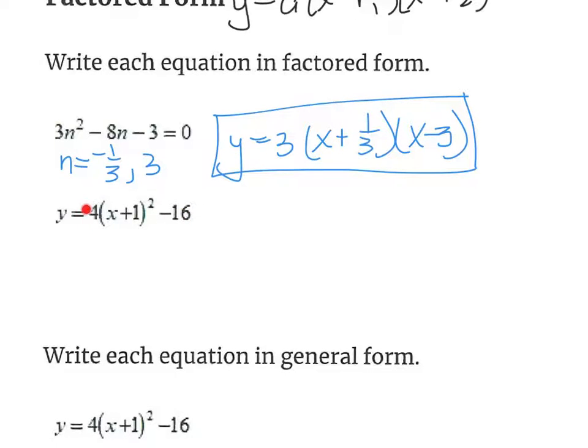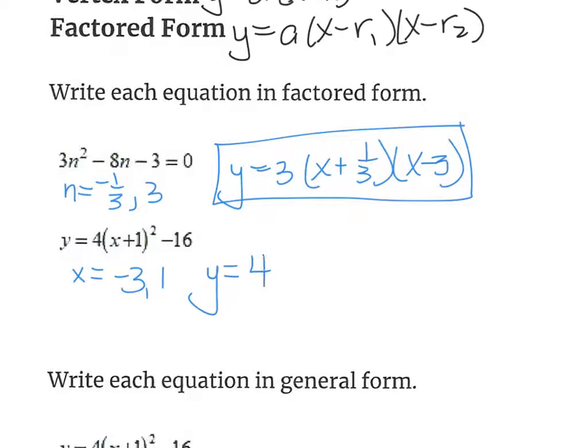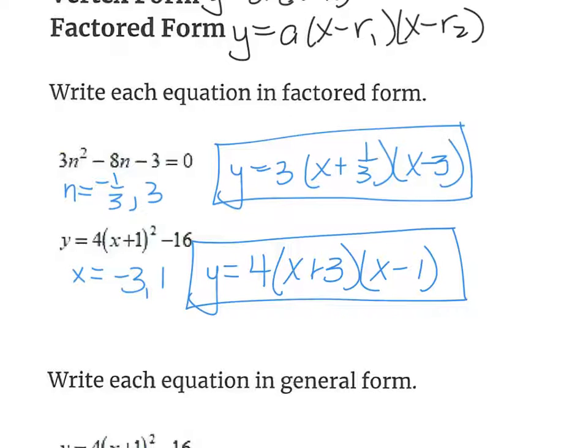In the second one, we're looking at vertex form, and we want factored form. Well, here's a again, and graph it. Find the x-intercepts, just like you can with the other types of equations, and you will see the x-intercepts are at negative 3 and 1. I have root 1, negative 3, root 2, 1, and my leading value 4. I get an equation of y equals a, which is 4, times x plus 3 for root 1, times x minus 1 for root 2, and my factored form is done.